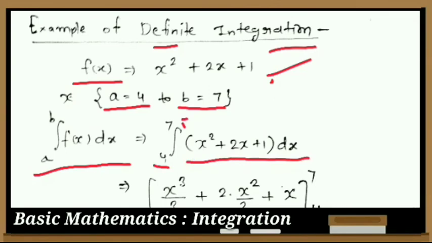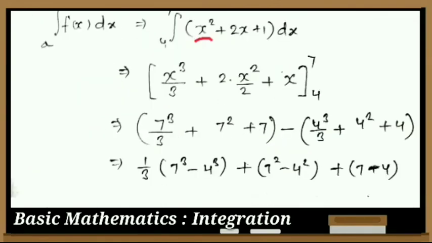Now you have to integrate this. When we integrate x^2 we get x raised to the power 3 upon 3. When we integrate 2x we get x raised to the power 2 upon 2. Plus the integration of 1 is going to be x. But how is the integration of 1 going to be x?